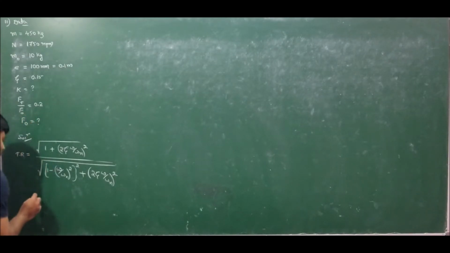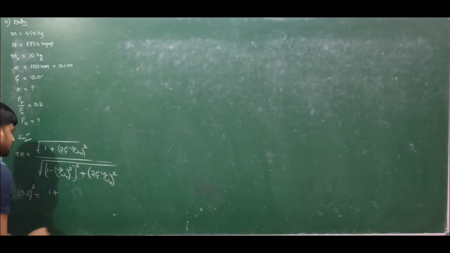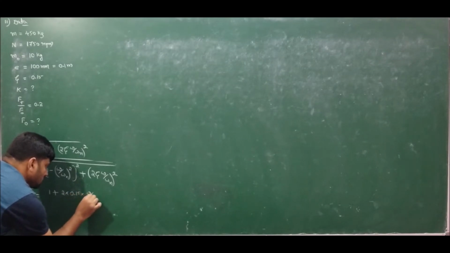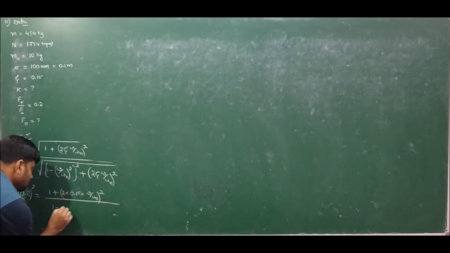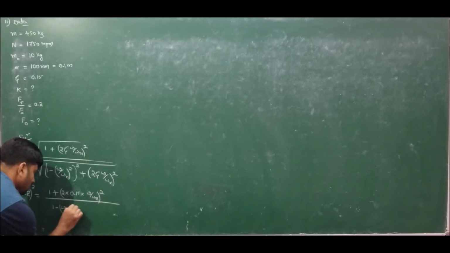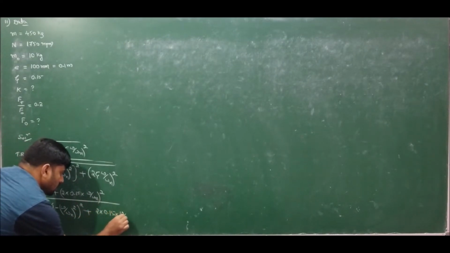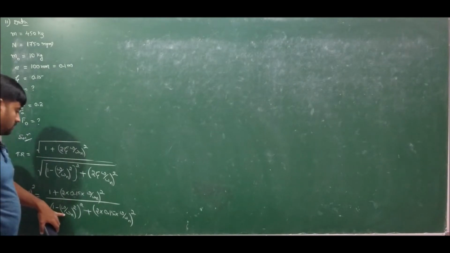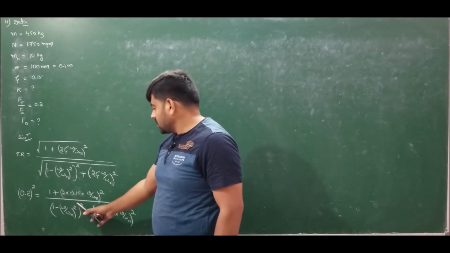We have transmission ratio as 0.2. 0.2 is the Ft by F transmission ratio. Squaring on both sides, I will get 0.2 square is equal to 1 plus (2 into zeta, which is 0.15, into omega by omega n) whole square, divided by (1 minus (omega by omega n) whole square) whole square plus (2 into 0.15 into omega by omega n) whole square. Now we know all the values except the frequency ratio. If you carefully observe, this equation is of order 4. So it is a fourth order equation.